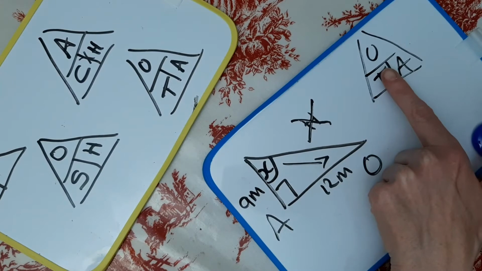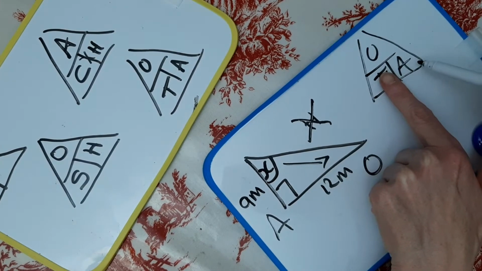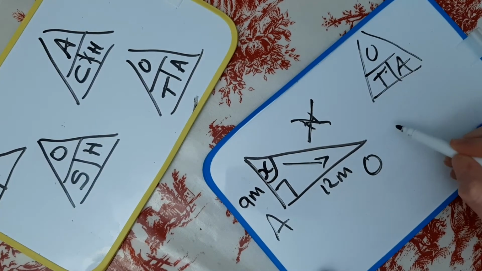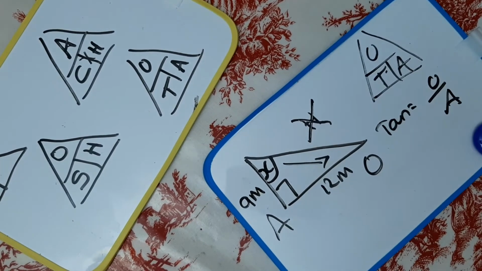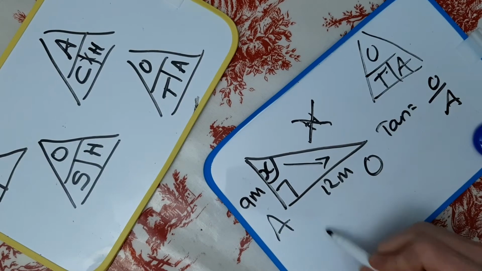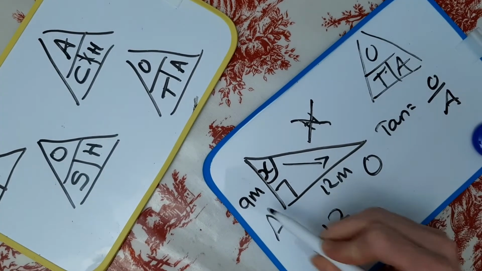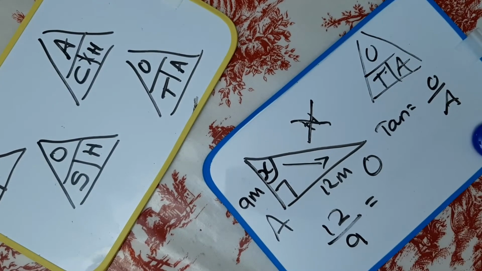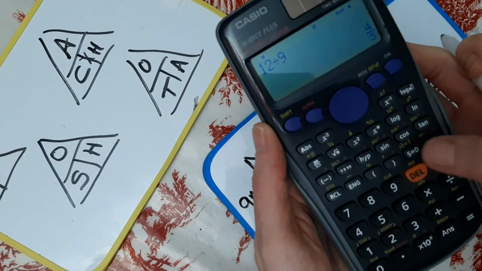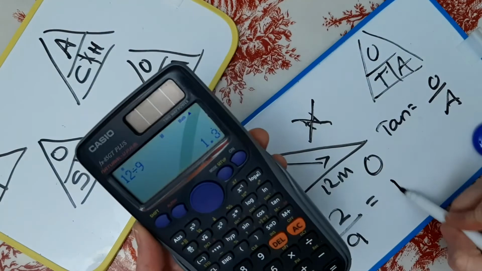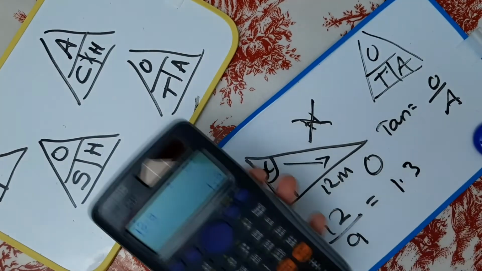So you cover that up. You want O and A, and one on top of the other means divide. So your tan is going to be the opposite divided by the adjacent. Your opposite value is 12, and you divide that by the adjacent value, which is 9. 12 divided by 9, you get 4/3. Press your S-D button, you get 1.3. But you're like, well, that's not an angle. No, it's not an angle.